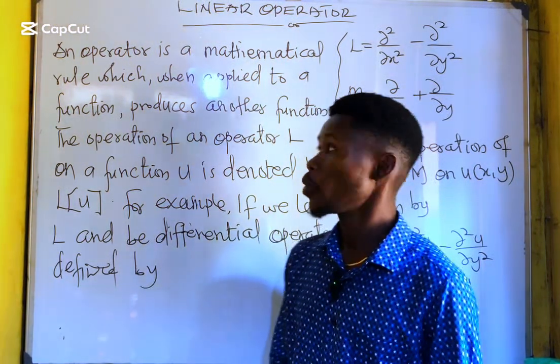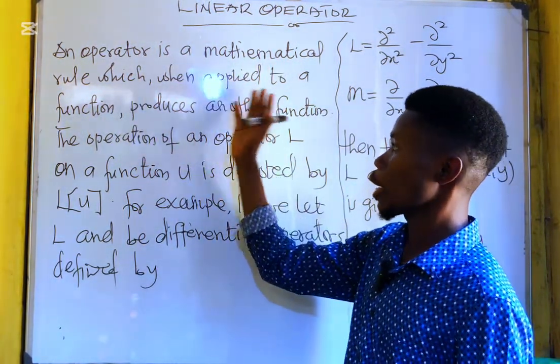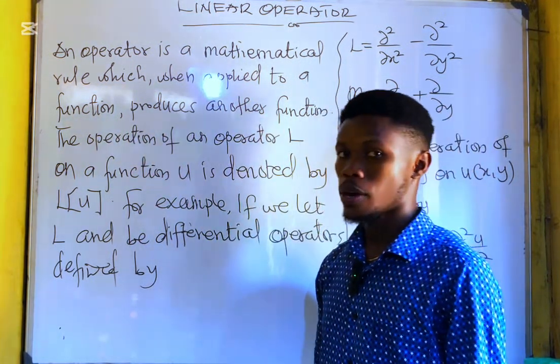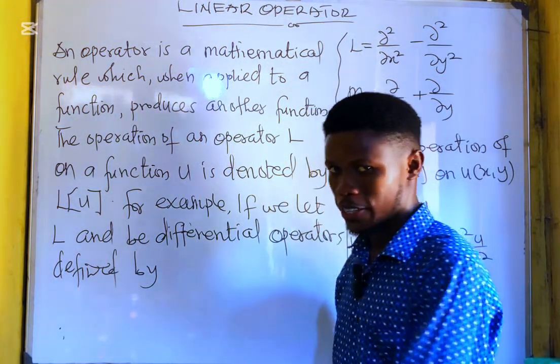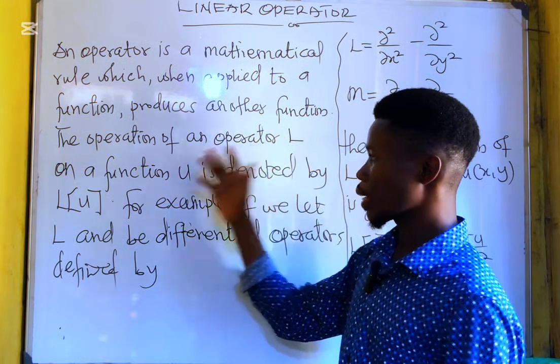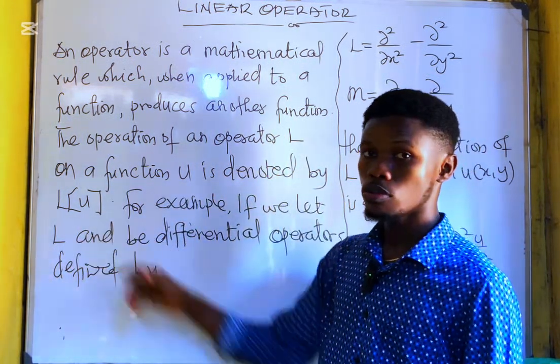Now let's look at linear operator. An operator is a mathematical rule which, when applied to a function, produces another function. So when you apply an operator on any function, it produces another function because the answer you get is another function. The operation of an operator L on a function U is denoted by LU.